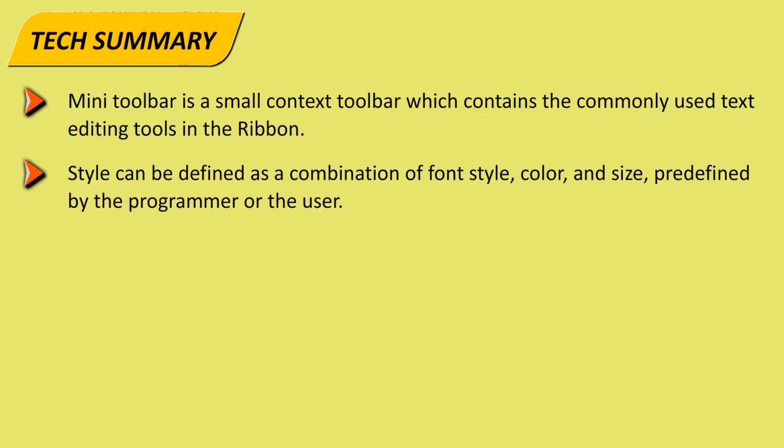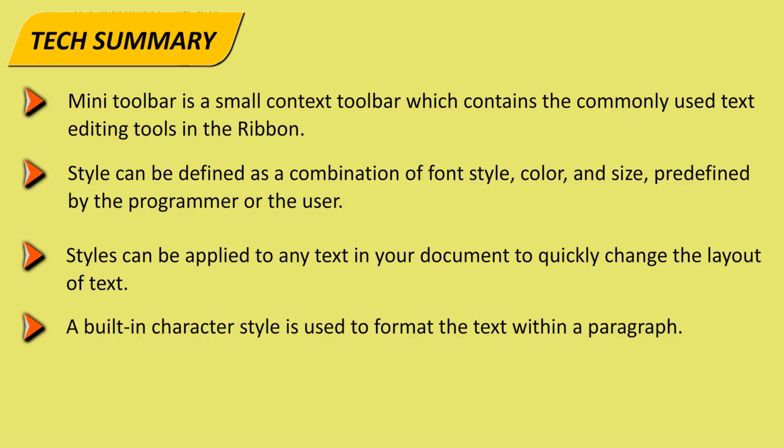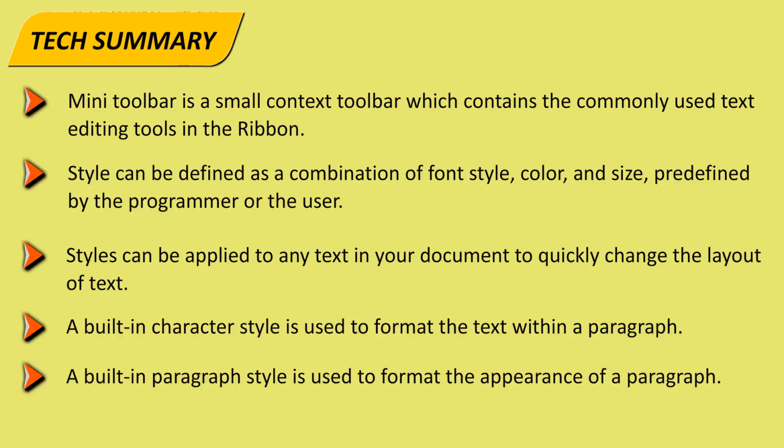Style can be defined as a combination of font style, color, and size predefined by the programmer or the user. Styles can be applied to any text in your document to quickly change the layout of text. A built-in character style is used to format the text within a paragraph. A built-in paragraph style is used to format the appearance of a paragraph.